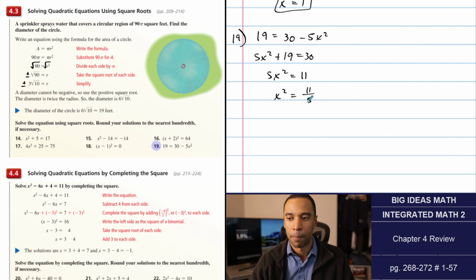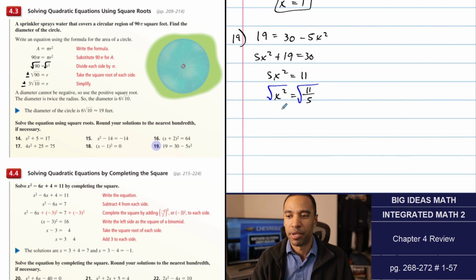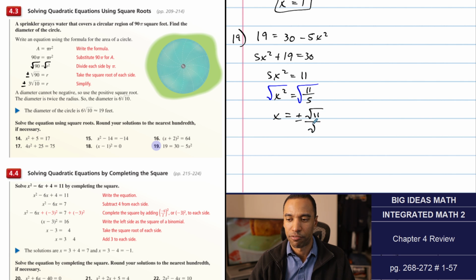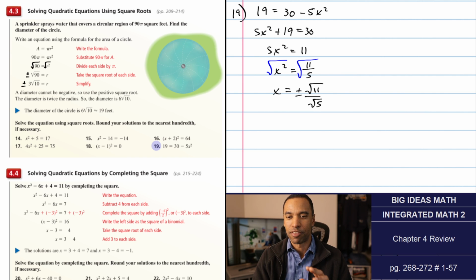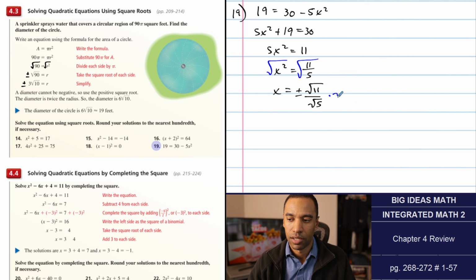You get 11/5. Unfortunately, not only can this not reduce, but 5 is not a perfect square. So when I take the square root of both sides, I'm going to have to do some rationalizing the denominator. Unless you wanted to turn 5 into like a 25, but that's kind of what we're going to do here. Plus or minus root 11 over root 5, yeah? I need to multiply top and bottom by the square root of 5. This will rationalize that denominator.